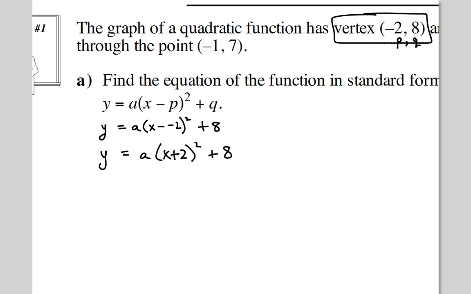Okay, and then somebody said something about this point. What is this? A coordinates. So the first one is x and the second one is y. So now we can go ahead and put those in. So it says 7 equals a(-1 plus 2) squared plus 8. And what's the only unknown? And is this easy? This is so easy. And it's going to be on your test.